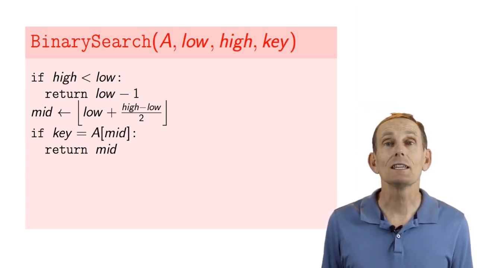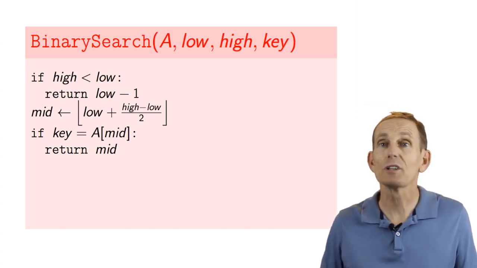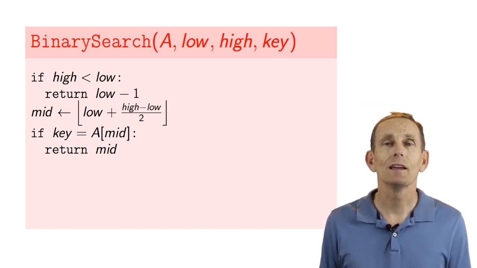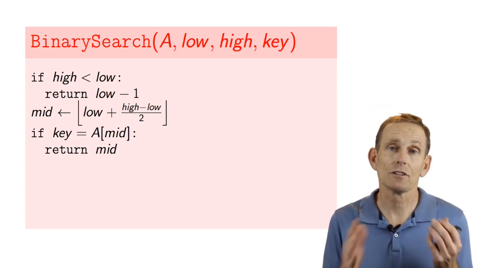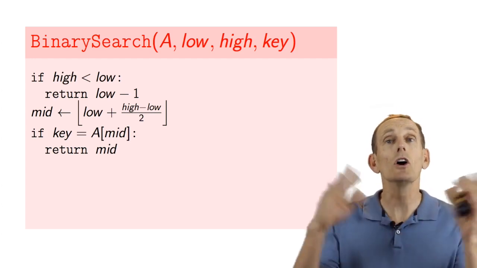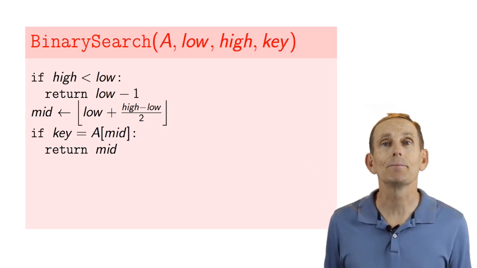And now we check and see, is the element at that midpoint equal to our key? If so, we're done, we return it. If not, the good news is we don't have to check all the other elements. We've ruled out half of them.